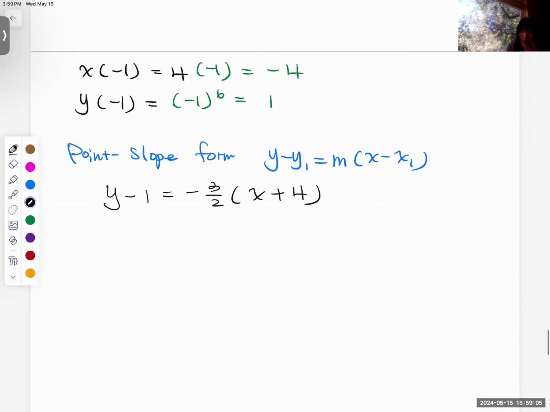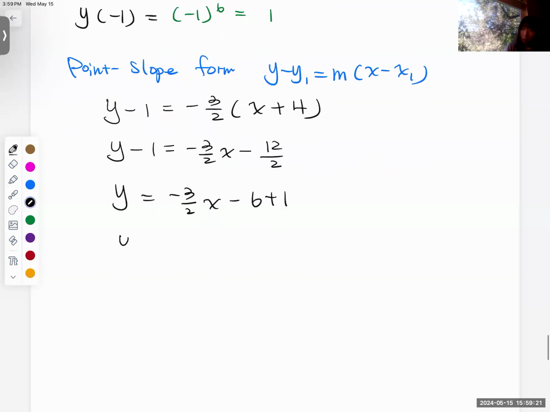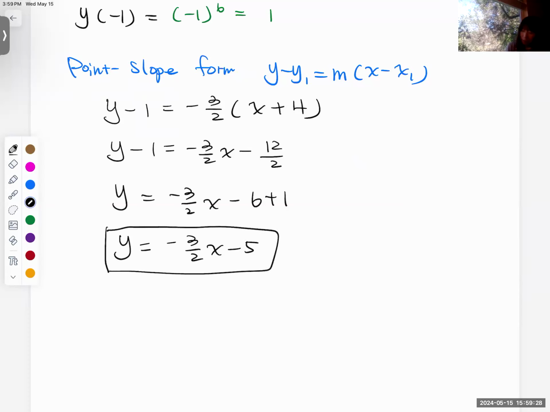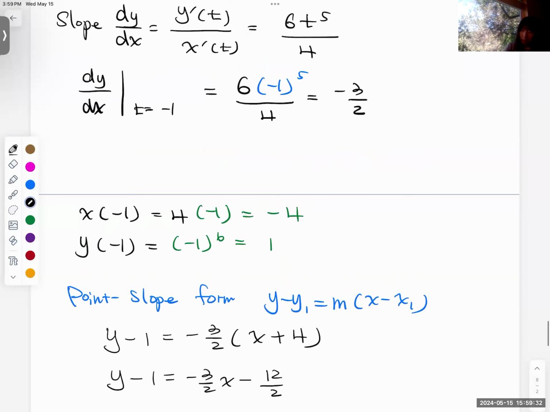Okay, so y minus 1 equal to -3 over 2 x minus 12 over 2. So y equal to -3 over 2 x minus 6 plus 1. So there will be -3 over 2 x minus 5. So this is the equation of tangent line. And this is the slope, right?